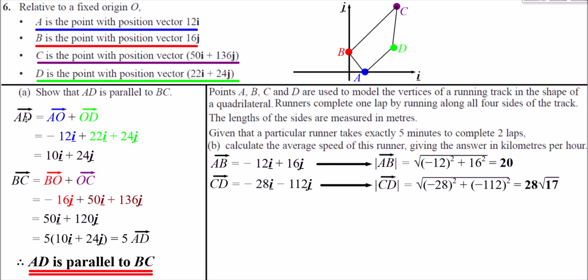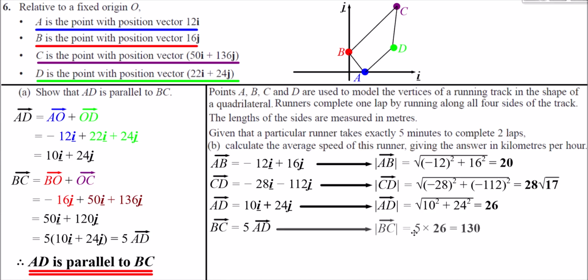Now, luckily, we did AD and BC from part A, so we don't need to work out everything again. So going back to part A, we have that AD is 10i plus 24j. So if I do square root of 10 squared plus 24 squared, AD is 26. And as well in part A, we showed that BC is 5 times bigger than AD. So if AD is 26, BC will be 5 times 26, which will be 130. So the total length of this running track will be 20 plus 28 root 17 plus 26 plus 130. All these four sides added together.